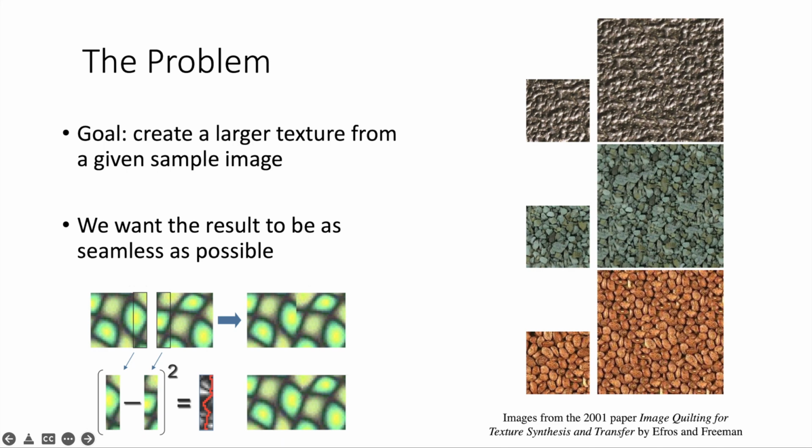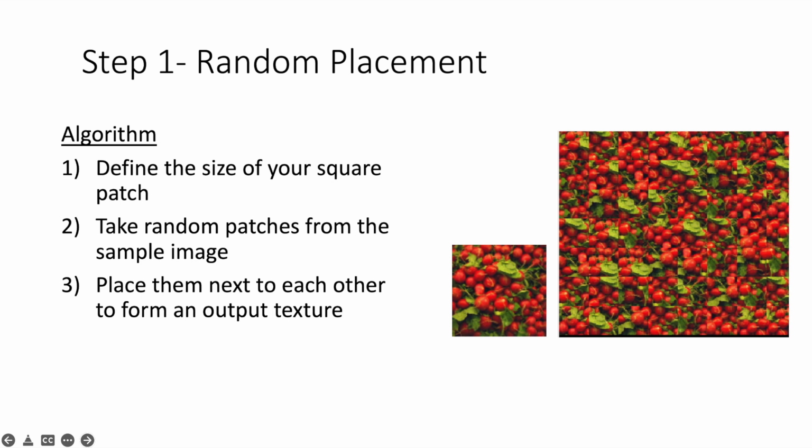The first step was to create a texture made up of random square patches taken from the sample image. The size of these patches is set by the user. I use patches that were about 1/5 the size of the sample image. The algorithm itself is pretty simple for this. You just get a random XY coordinate on the sample image, grab your patch, and then add it to the output texture in a left to right, top to bottom order.